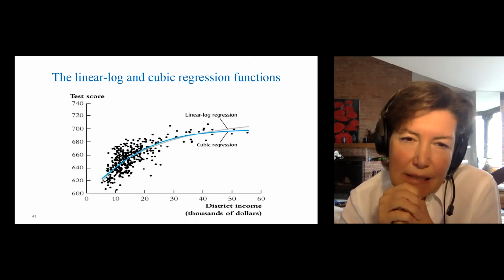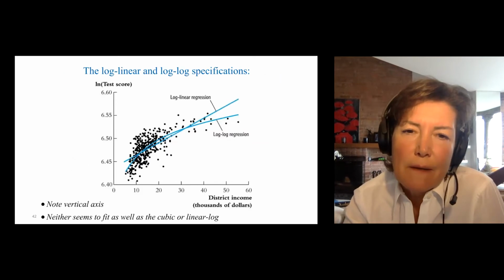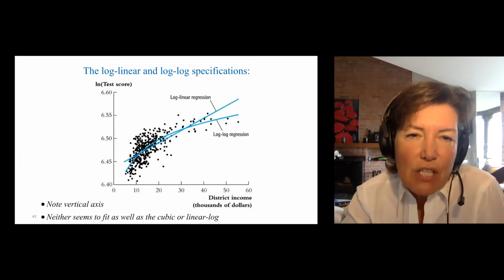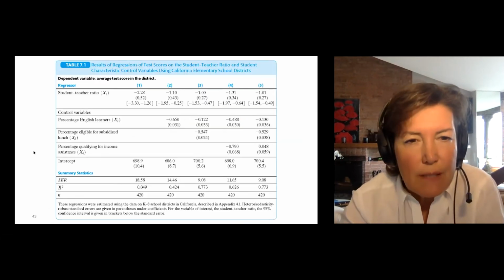So that's one thing that we're going to have to do. We're going to have to make sure that the functional form of the regression is correct. Or we can change the variables into their log forms. So these are all examples that we're going to be doing.